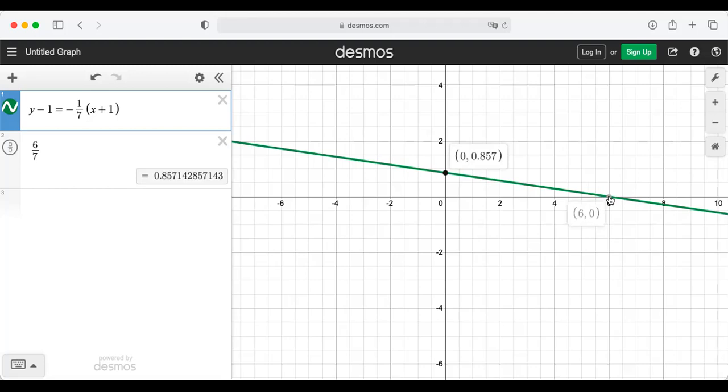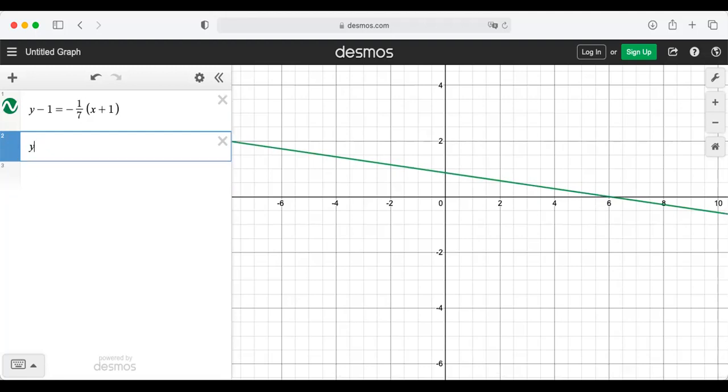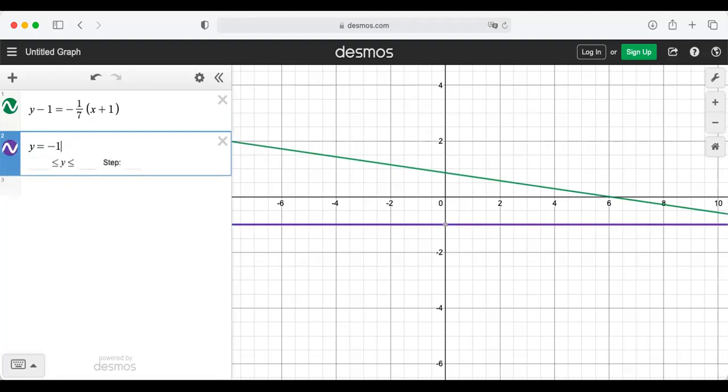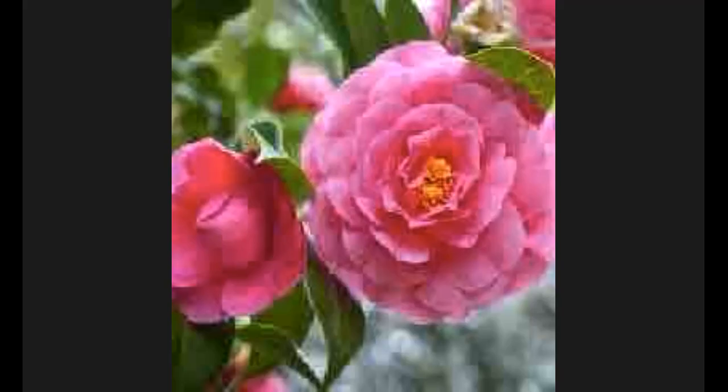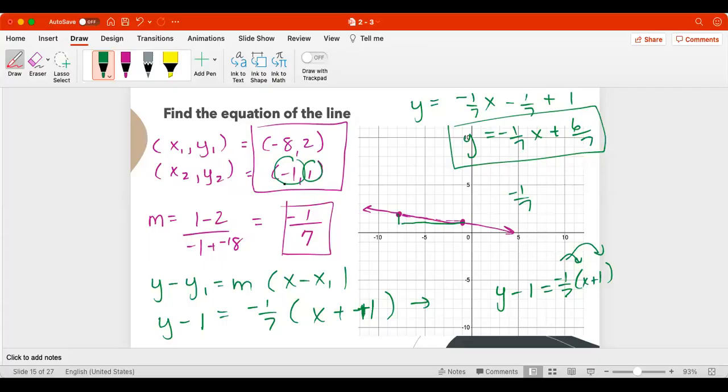Okay, and then we have another point. You can see the x-intercept. And then the other line that we found by solving, we said that was y is equal to negative 1/7 x. And if they're the same line, if I put plus 6/7, they're going to line up. There you go. You see the purple line is now on top of the green line. So they're the same equation. Okay, let's go back to PowerPoint.